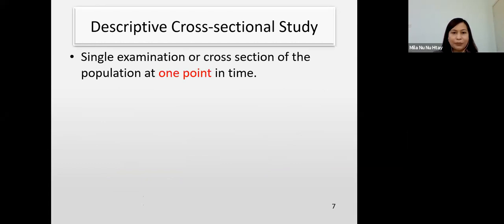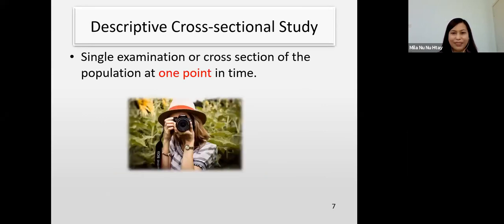Okay, so when we conduct the cross-sectional study, whether it is descriptive or analytical, we collect the data at one time point, a single time point. We do not need to go for follow-up. We do not need to compare different groups in the descriptive studies.